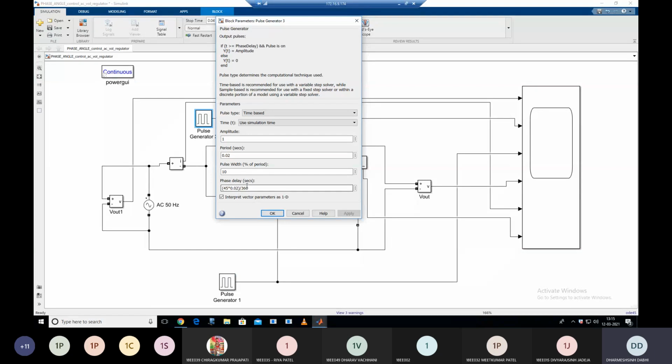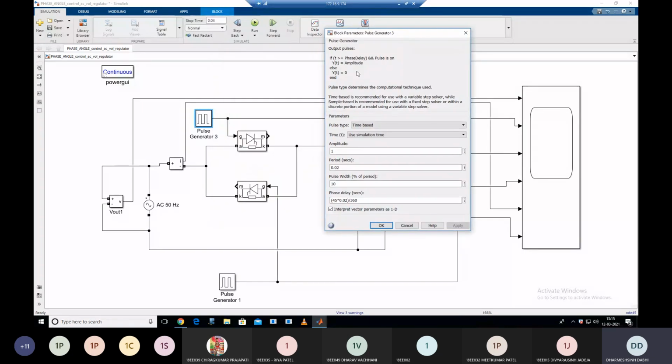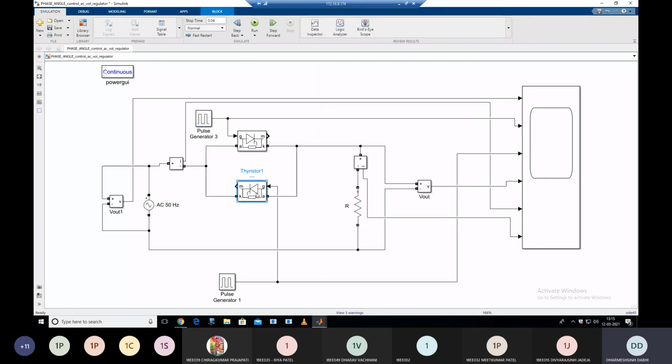Phase delay is applied in seconds. Generally we write the firing angle in degree, but here we write the phase delay in seconds. So suppose I take the firing angle delay 45 degree. Convert this 45 degree into time: 45 multiplied by 20 millisecond divided by 360. So that gives the time. At this time, this pulse generator provides the gate pulse to thyristor number 1 at alpha 45 degree.